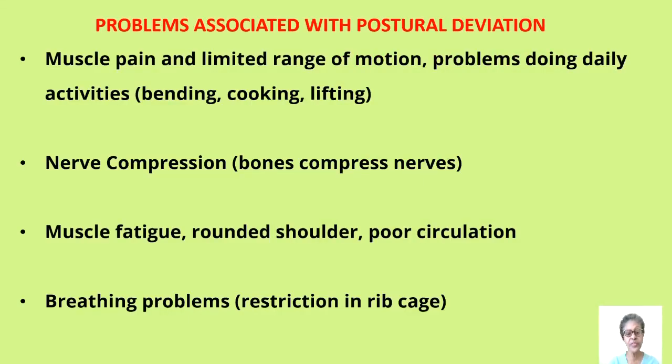So there are many problems associated with postural deviation. Imbalance, muscle pain, limited range of motion, problems doing our daily activities like bending, cooking, lifting. We can even get nerve compression, the bones compressing the spinal nerves from that misalignment in the spine. We get muscle fatigue, rounded shoulder, poor circulation. We can even get breathing problems when the rib cage is being restricted from the misalignment in the spine. And there's so much more. So let's take a look at some of the things we can do to prevent all this.